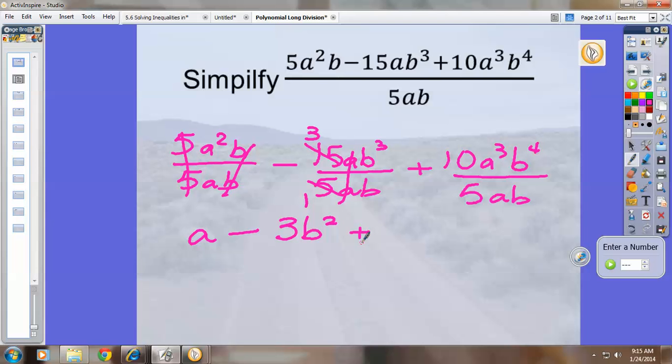Let's keep going. What goes into 10 and 5? 5. 5 goes into 5 once and into 10 twice. So we have 2. We have a cubed divided by a squared, and we have b to the fourth divided by b cubed. Can I combine any of these terms together? No, they're not considered like terms, so this would be your final answer.